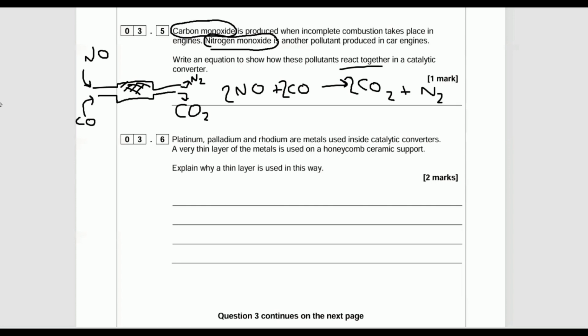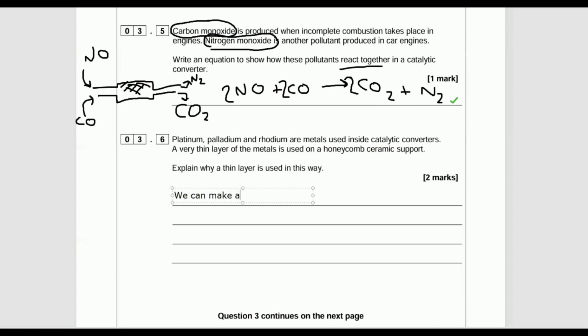Right, 3.6. Platinum, palladium, and rhodium are metals used inside catalytic converters. A very thin layer of metals is used on a honeycomb ceramic support. That was my attempt at a kind of lattice, or honeycomb. It's a bit three-dimensional, but that looks 2D. Explain why a thin layer is used in this way. So we can get a large surface area.